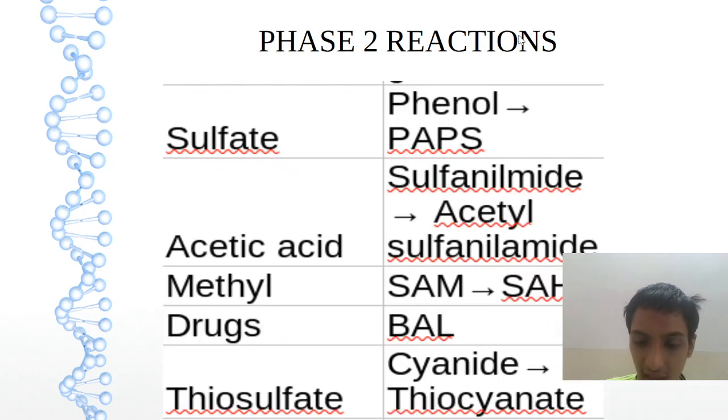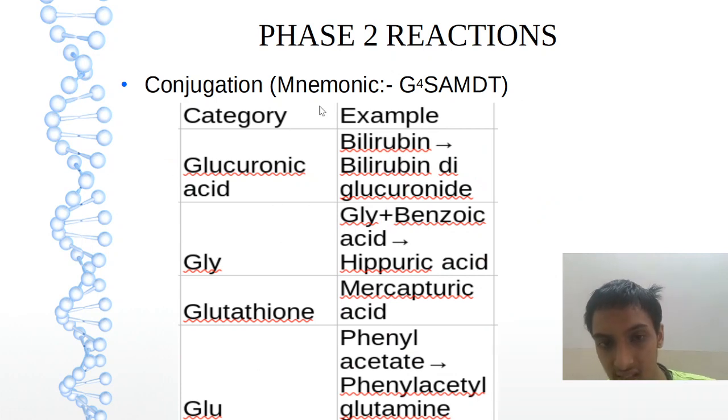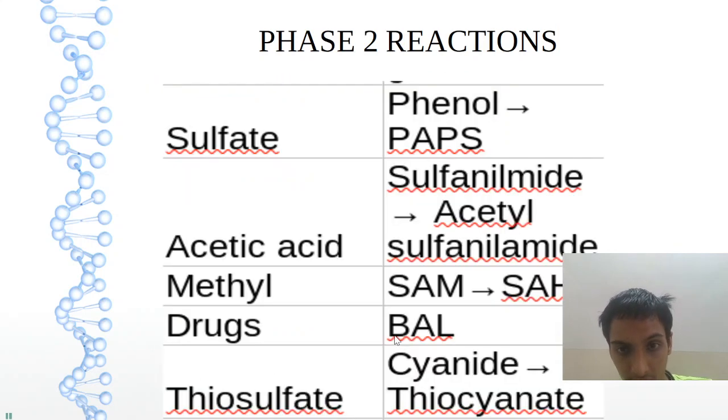And T for thiosulfate. Right, first glucuronic acid converts bilirubin to diglucuronide form. Glycine converts benzoic acid to hippuric acid. Glutathione converts to mercapturic acids. Glutamine converts phenylacetate to phenylacetyl glutamine.